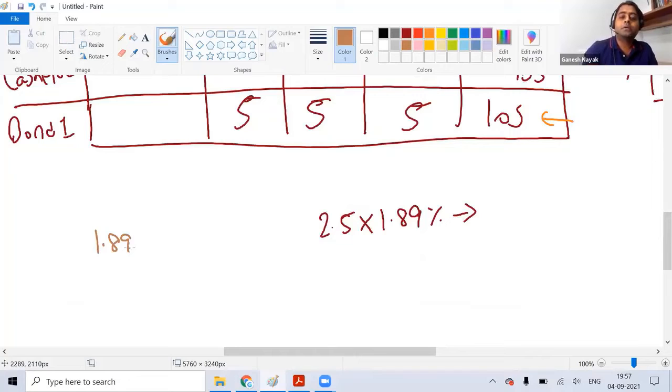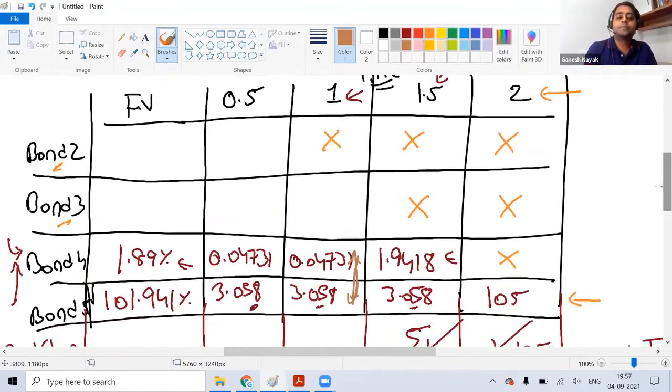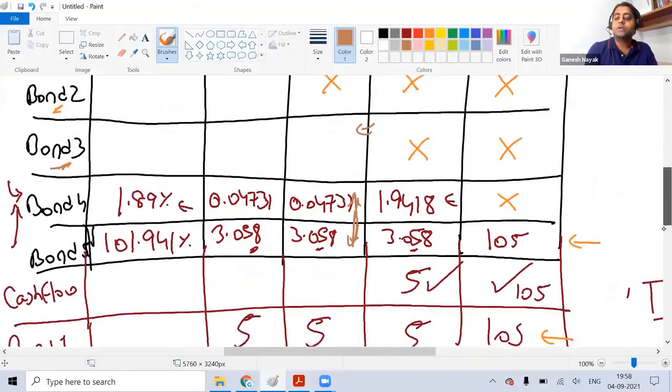1.89, right? 46. This is the needed amount. But let us go towards this time frame of 1 year. Now only bond 3 can give you that extra cash flow which is needed, 1.89. Let us go to bond 3. If I go to bond 3, it will give me 100 plus 12 divided by 2, that is 106. So I will simply divide this. What is the remaining amount?